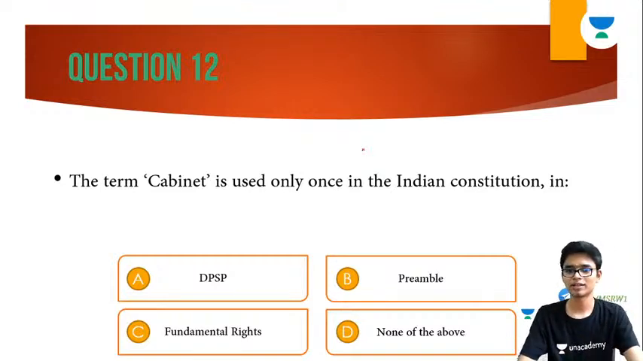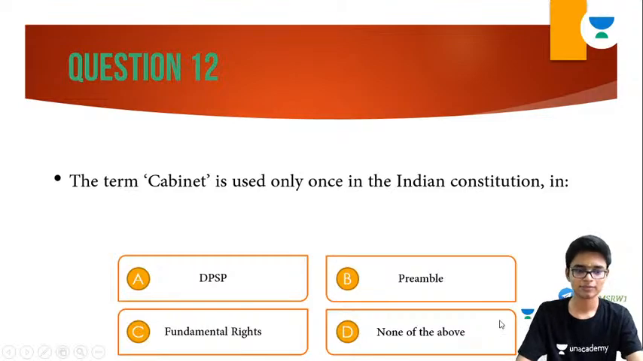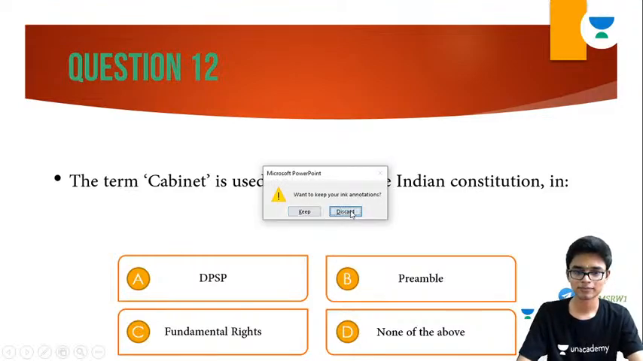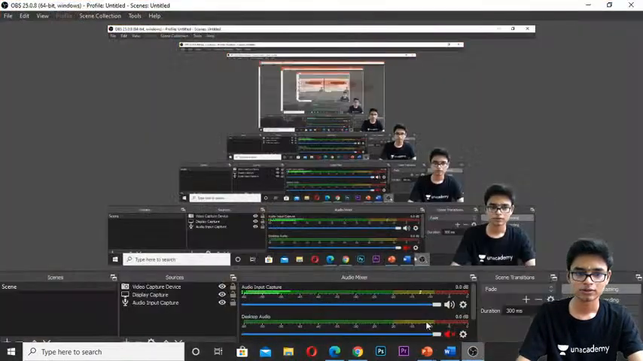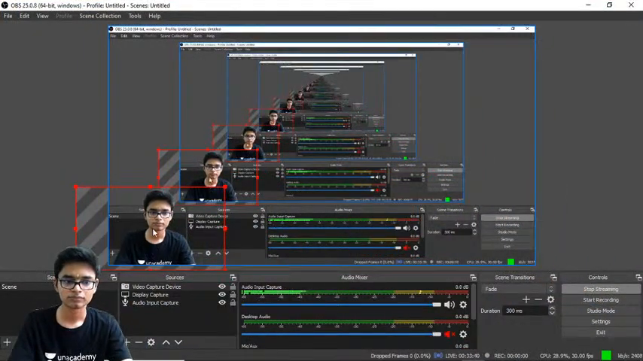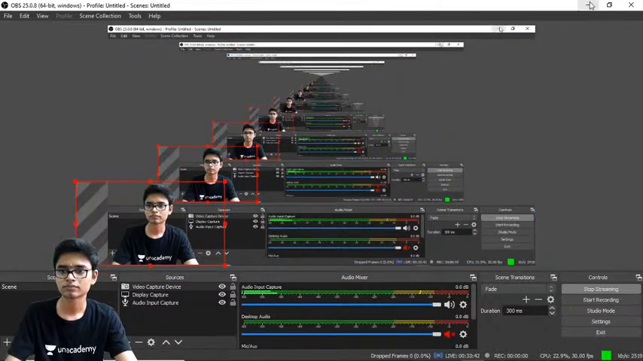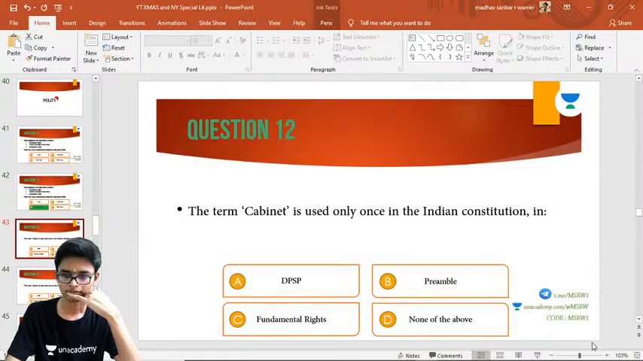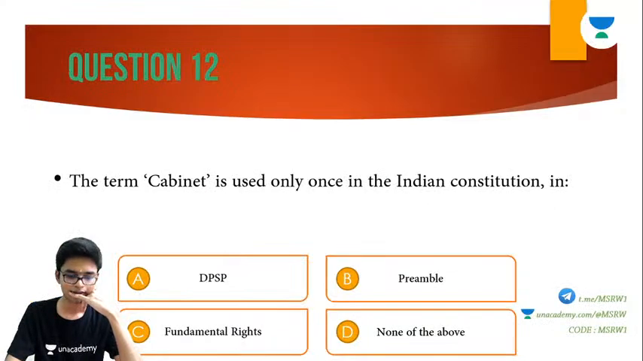Okay, I am actually sitting in front of this Telegram and all. One second, guys. Let me just adjust it.